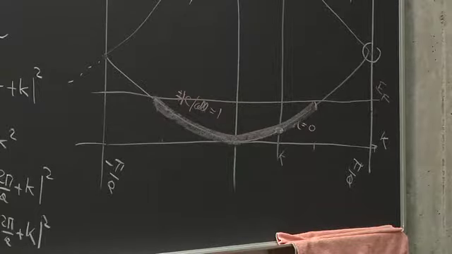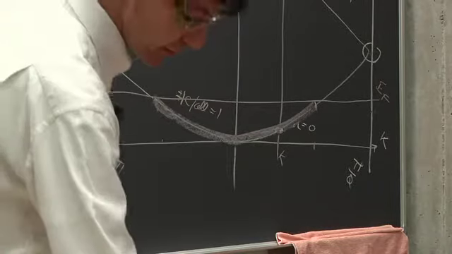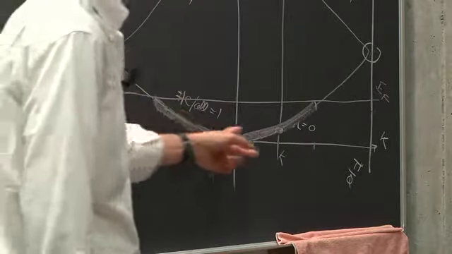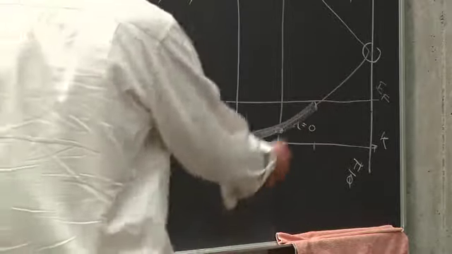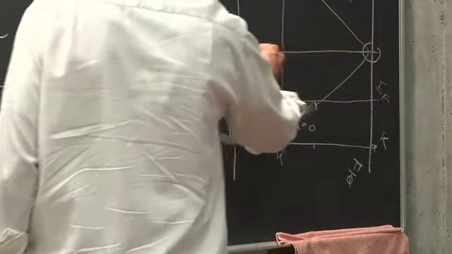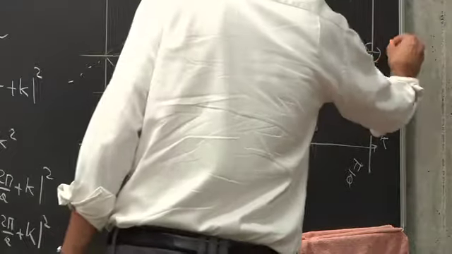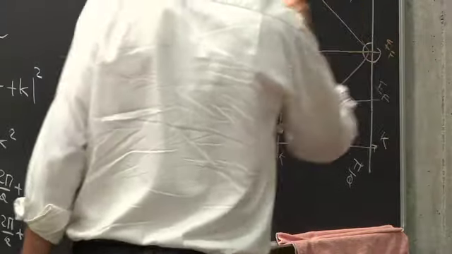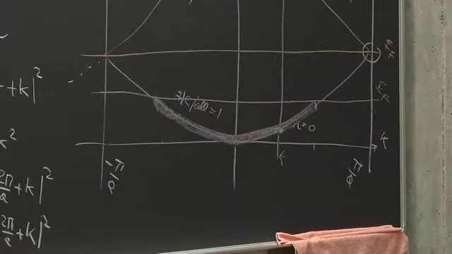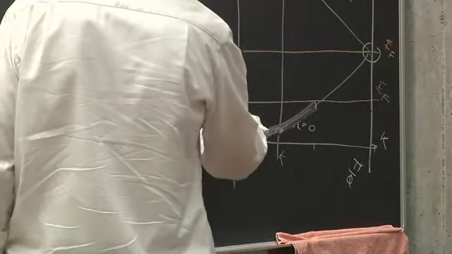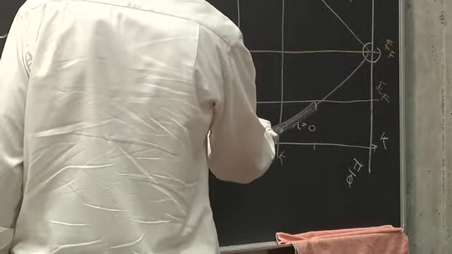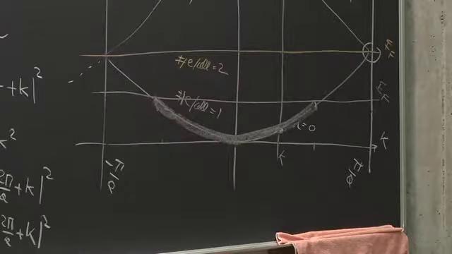If I have 2 electrons per cell, I will have to fill completely the first band. That's actually quite interesting because my Fermi level hits a degeneracy. That's quite an interesting statement, and we'll see the consequences in a moment. So this would be for a number of electrons per cell equals 2, for example.